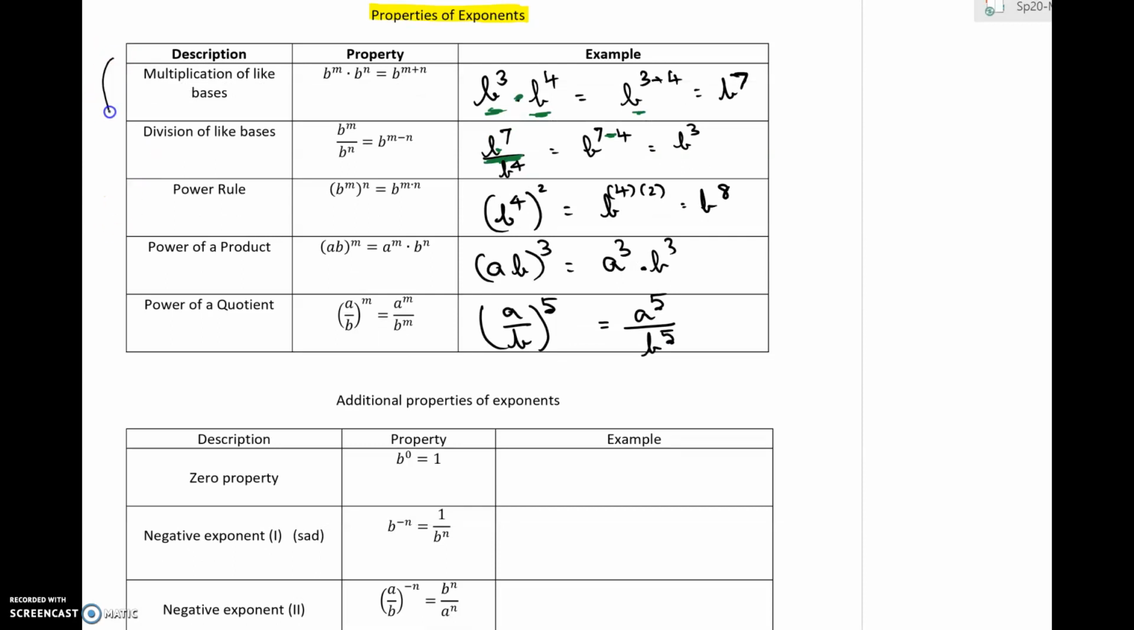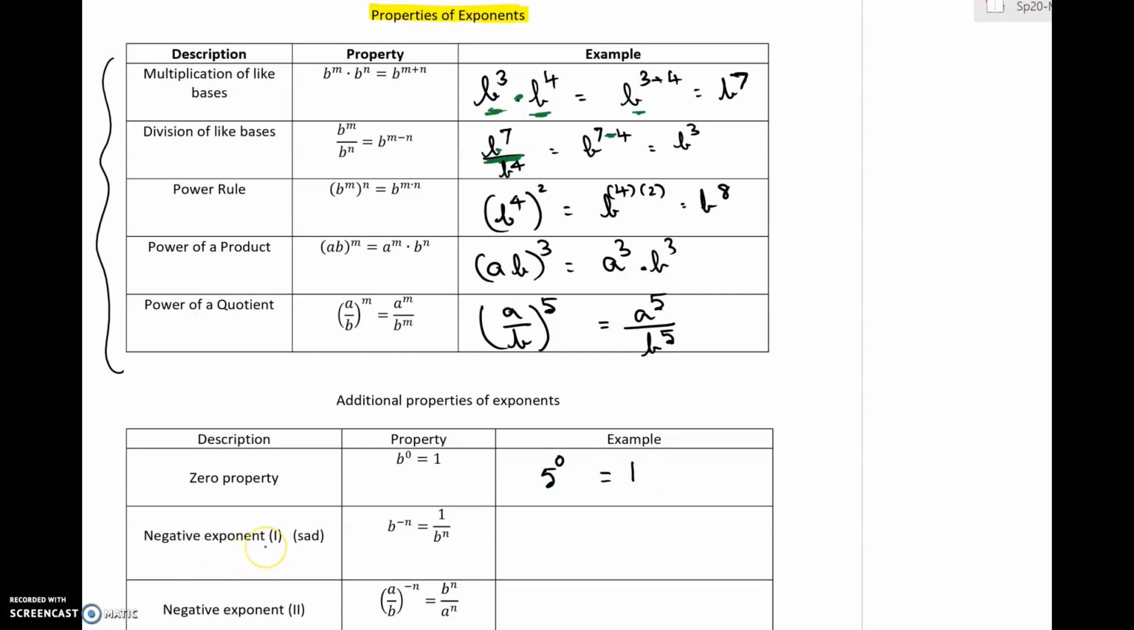These first set of properties that we discussed are the main properties of exponents, and we have some additional properties of exponents. And the first one is the zero property, which is b to the power 0 equal to 1, or anything to the power 0 is 1. So if I take 5 to the power 0, which will be equal to 1.